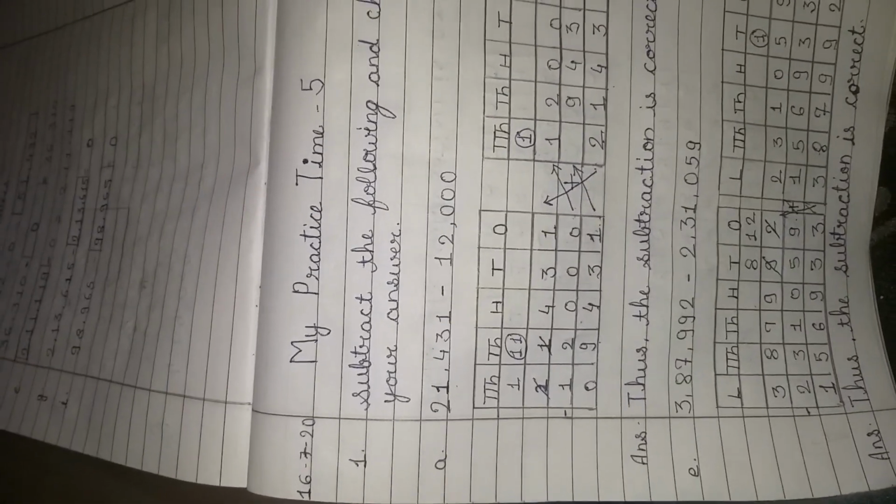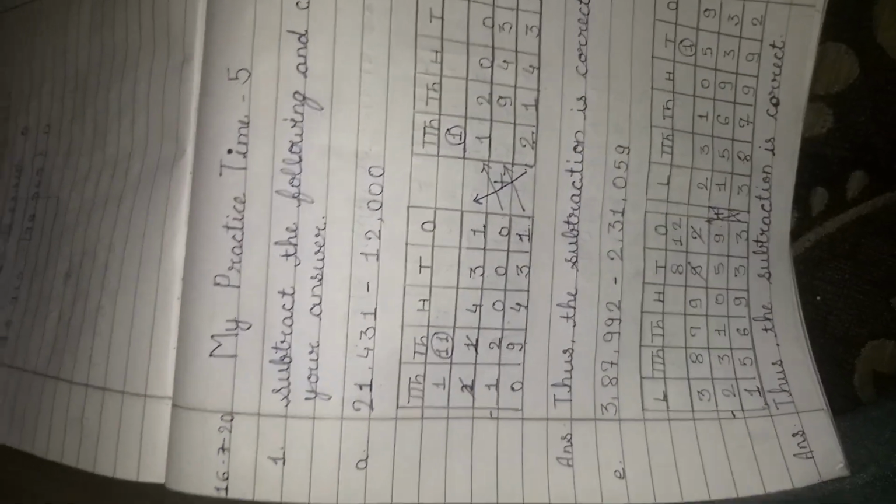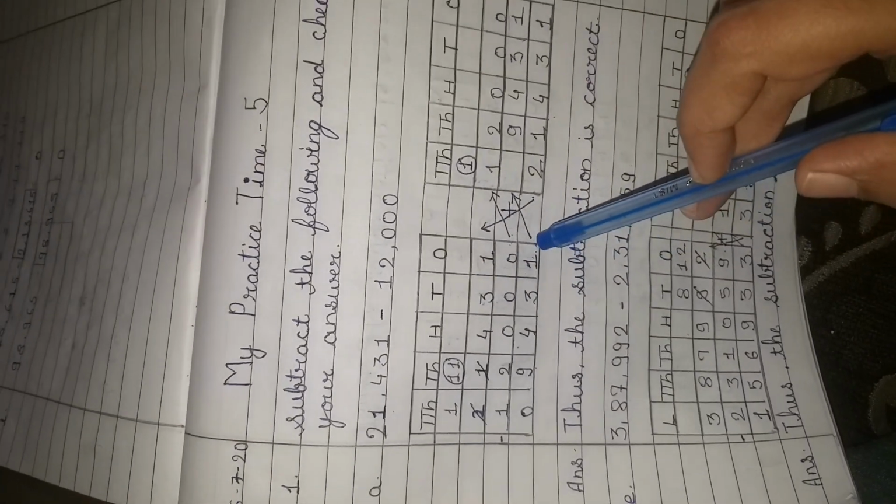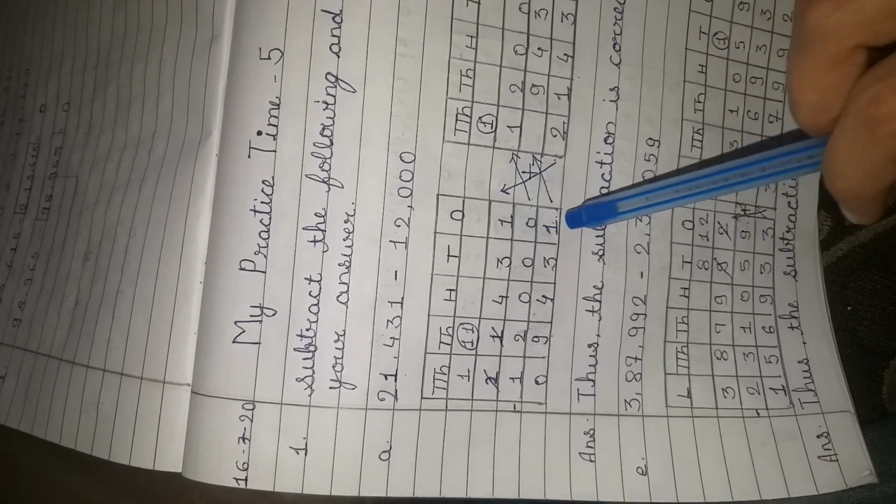So students, I hope you all have understood today's concept, that is how to check the answer. It is very easy. First of all we have to subtract the numbers and then we just have to add the second number and the answer, like how we did over here. And if we get the first number as the answer, then our sum is correct. That means then our subtraction is correct.